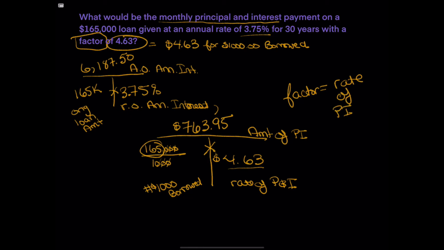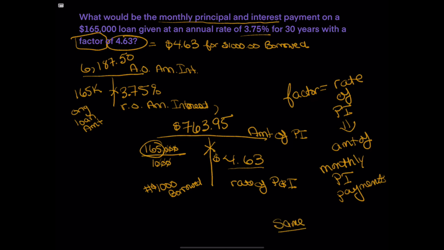And you use that factor to find the amount of monthly PI payments. And remember, if it's an amortized loan, it's going to stay the same the entire life of the loan. Again, our answer is $763.95. I hope this helps, and as always, if you have any questions, just let me know.